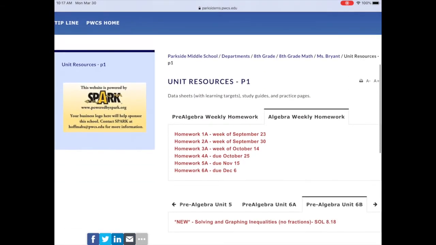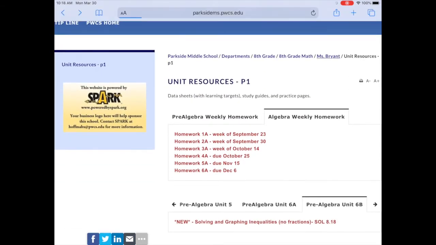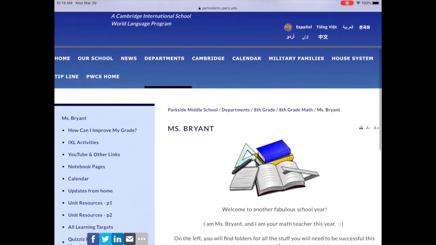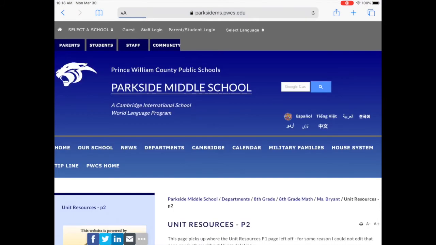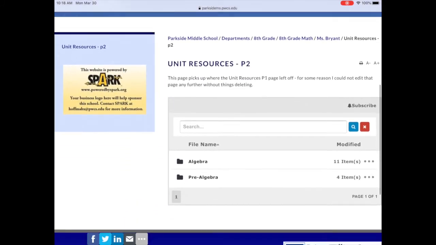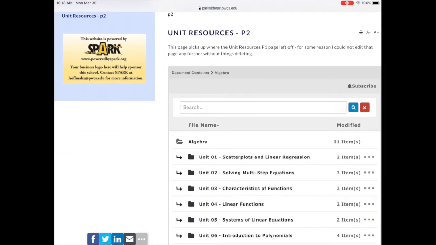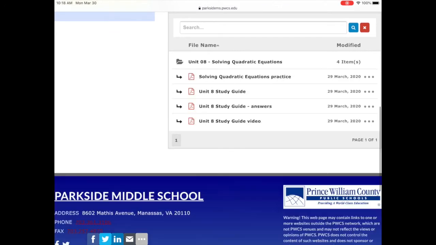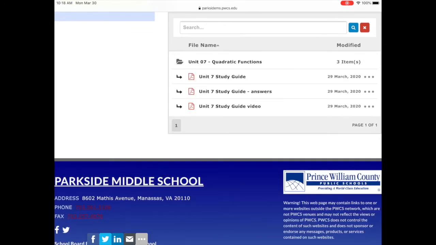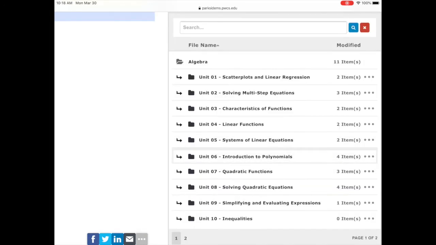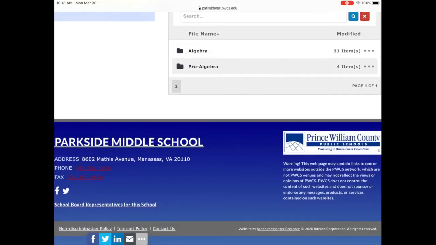So what you want to do is, if what you're looking for is not here, click back to the main page and go to where it says Unit Resources P2. On the second page, I use the file system and I've added more information. Like here's Algebra Unit 8, Unit 7, all those units that did not show up on the other page, those things are here. Same thing for pre-algebra.